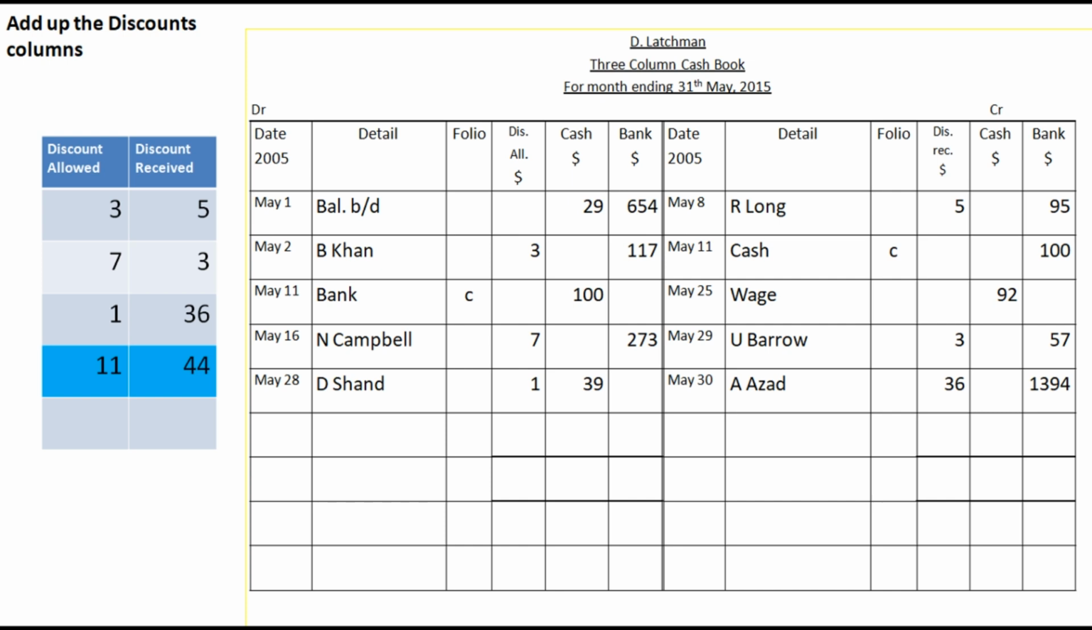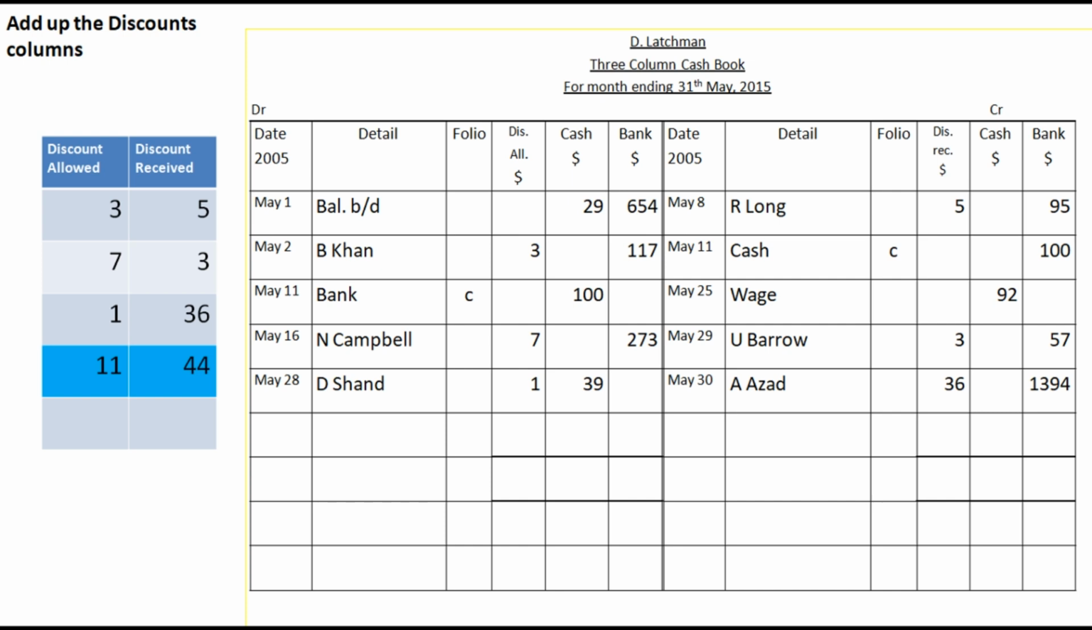So let's add up our discount allowed column first. In the discount allowed column, there's $3, $7, and $1. When we add up, we have $11. Then we're going to add up our discount received column next. $5, $3, and $36. When we add that up, we'll have $44.